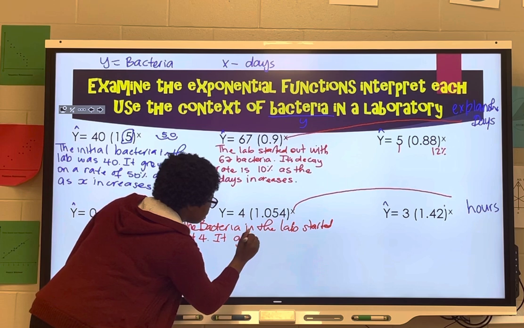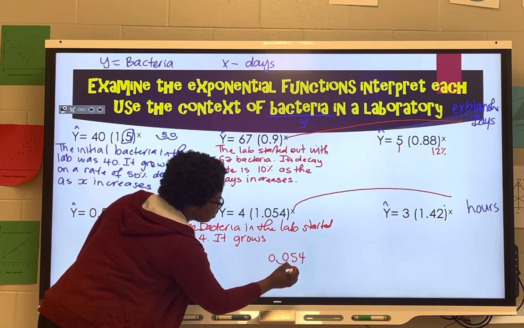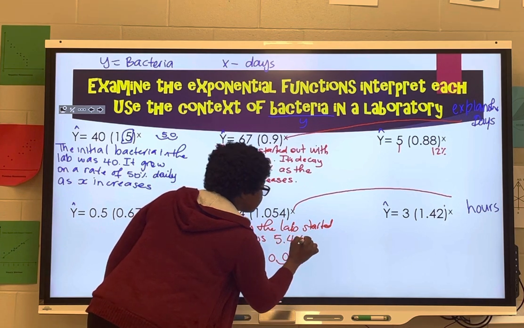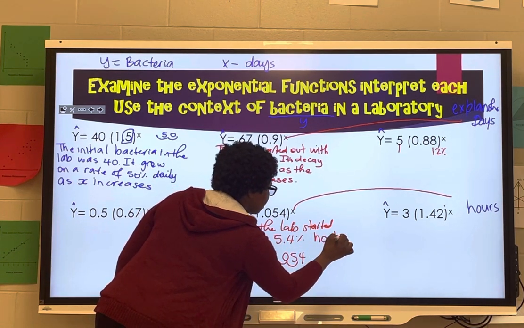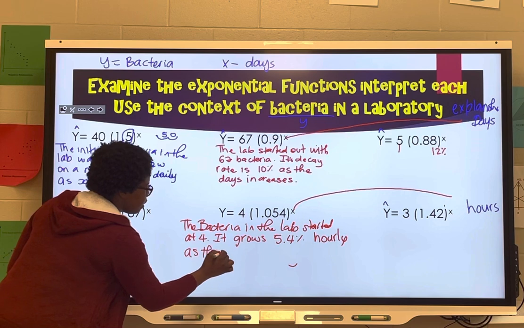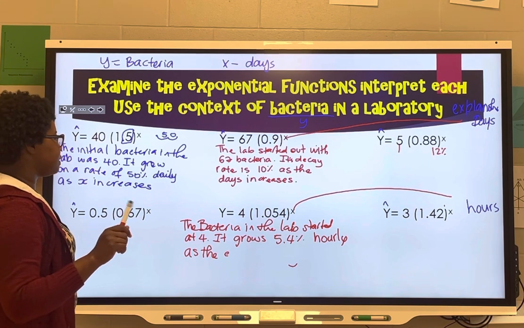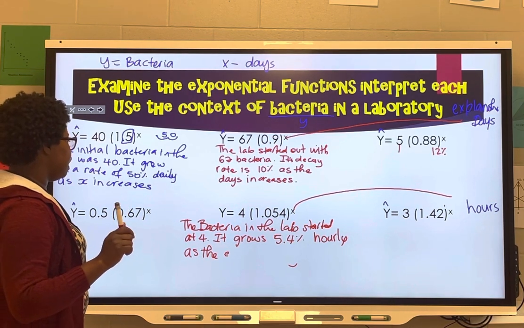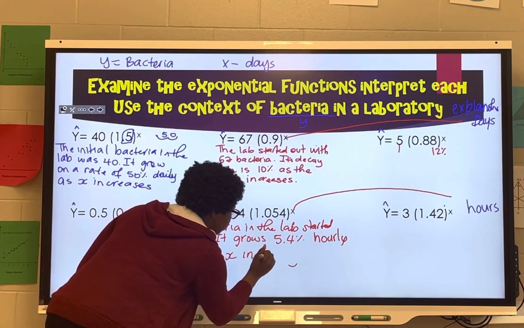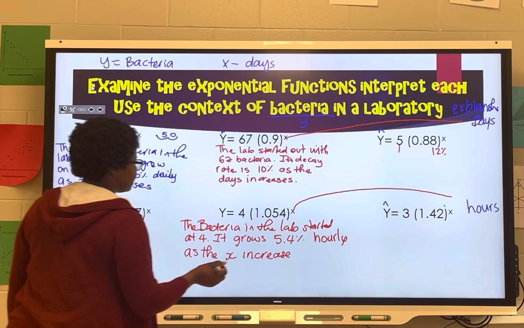It grows 0.054 would be 1, 2. So it's 5.4%. So it grows 5.4% hourly. Let me spell right, hourly. So it grows 5.4% hourly, we could say as x increases. Yeah, because the more the hours go up, the more it's going to increase. Yeah, we could say that as x increases.